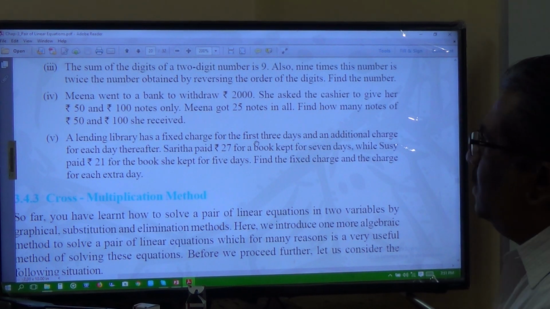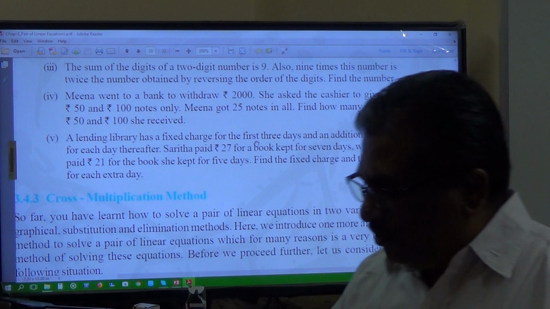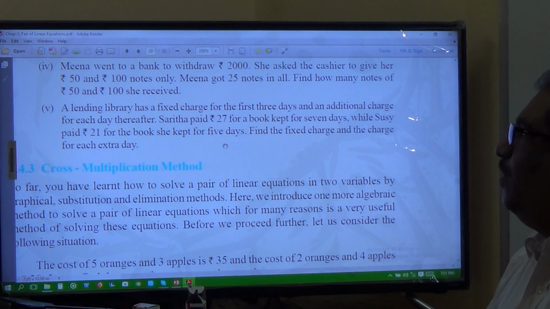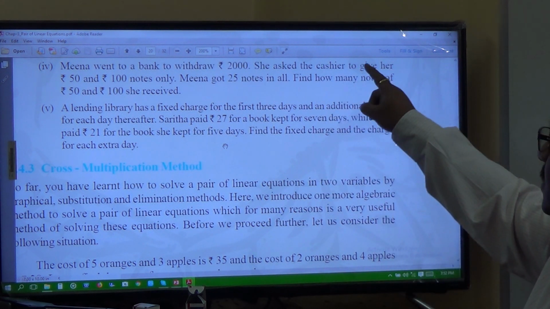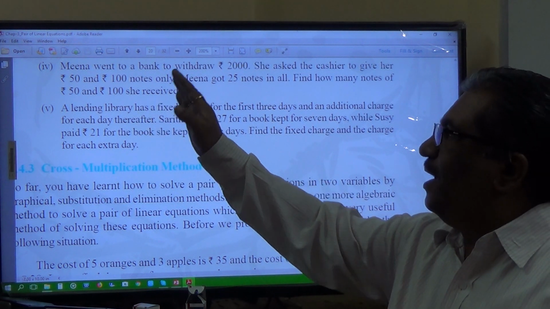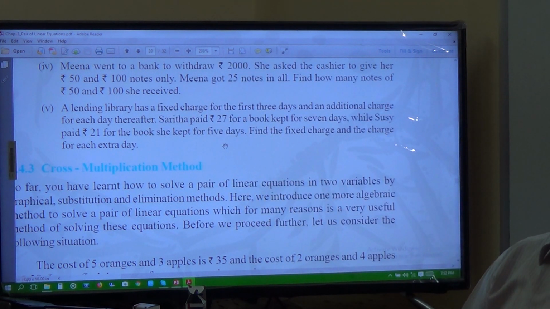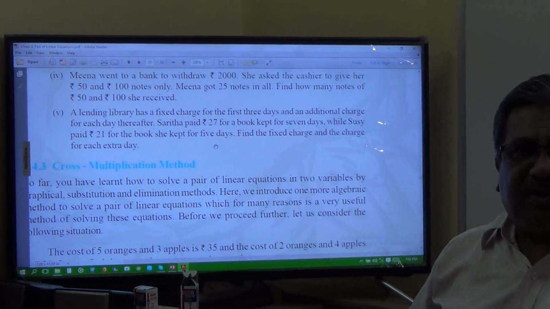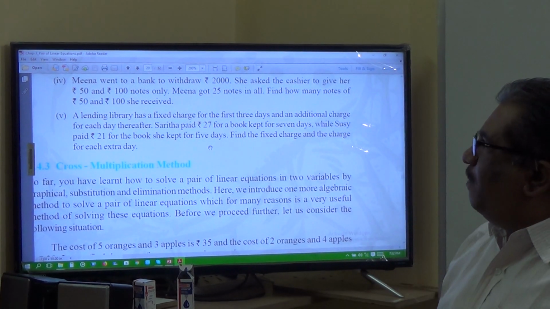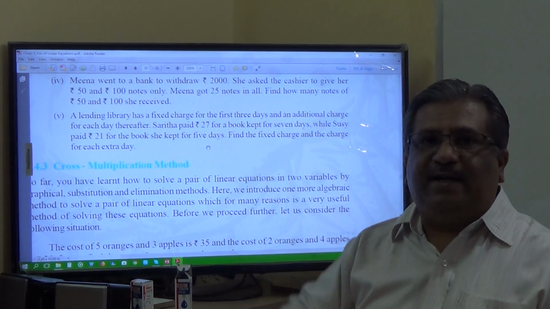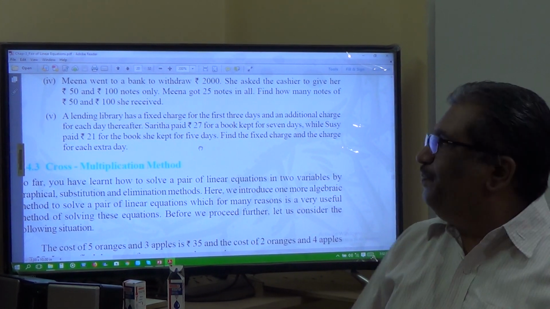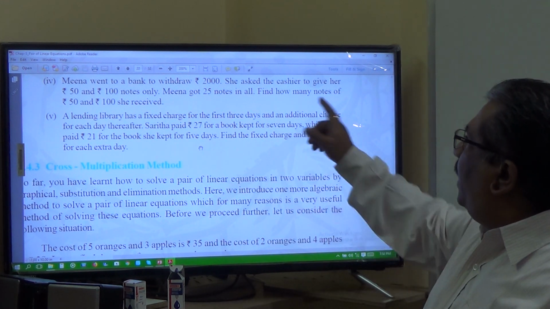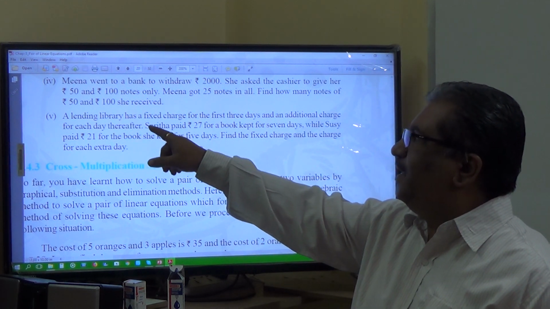Let us have a look at question number 4. Meena went to a bank to withdraw rupees 2000. She asked the cashier to give her rupees 50 and rupees 100 notes only. A cashier must be having 10 rupee notes, 20 rupee notes, 100 rupee notes, 500 rupee notes, 2000 rupee notes. But her demand was to obtain rupees 50 notes and rupees 100 notes. Meena got totally 25 notes in all. Find how many notes of rupees 50 and rupees 100 she received.